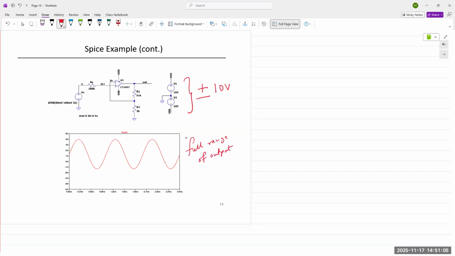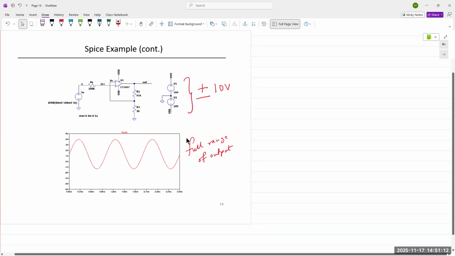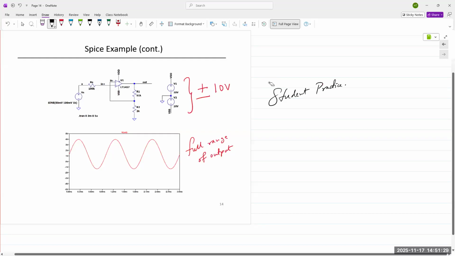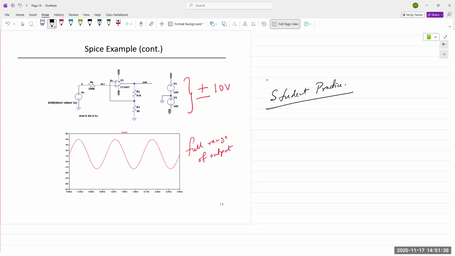Okay, full range of output. You can see it's right here, 3 point. Okay, so I would strongly recommend students simulate this outside of class, and then you can vary the DC offset, you can vary the AC input, you can vary the VDD and VSS values.